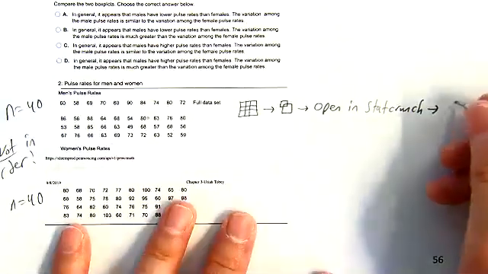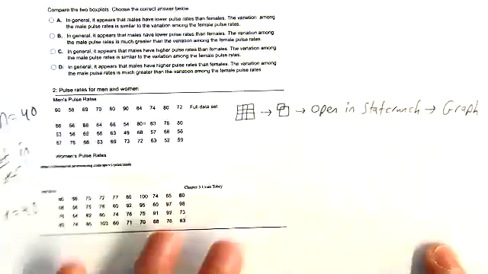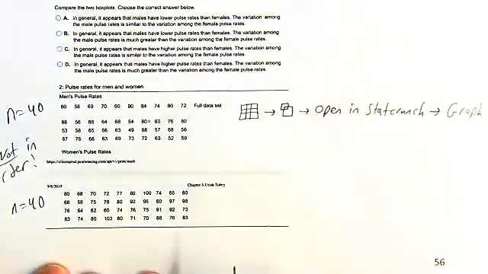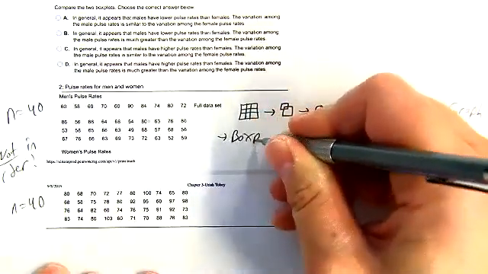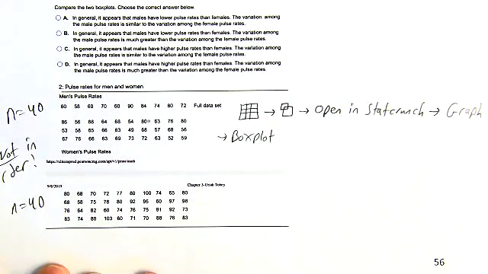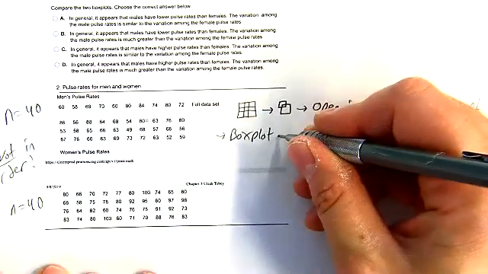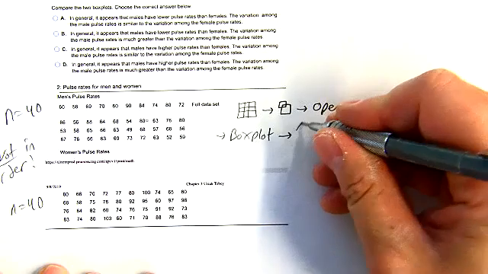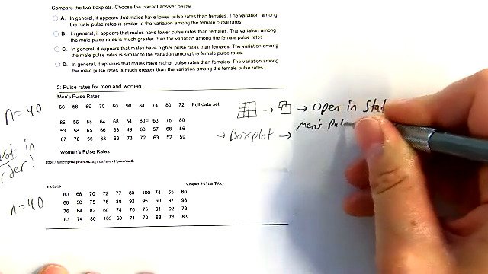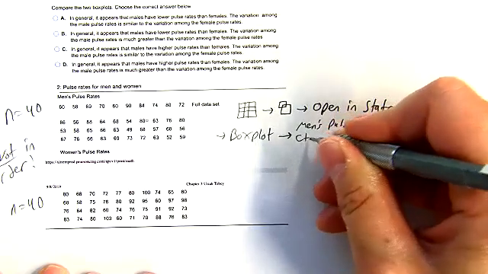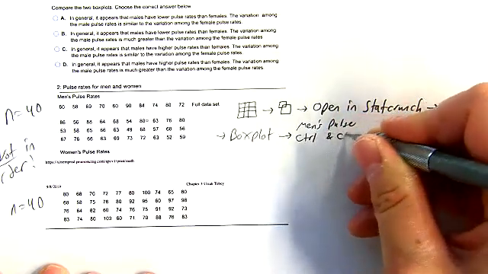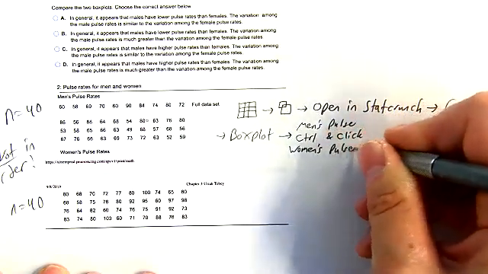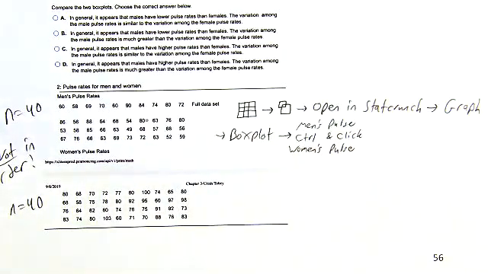Then you'll click the graph button. From the graph button, they'll show you a bunch of options. You will select box plot. And then you want to make 2 box plots at once. So you're going to click men's pulse rate, and then you're going to hold down the Control key and click women's pulse, which will put both of these lists of numbers into the program.